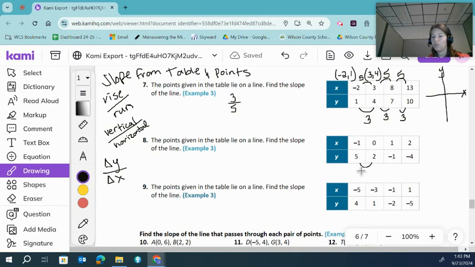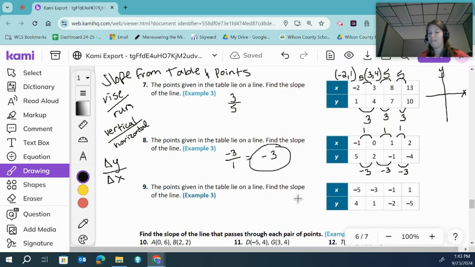So we have 5 to 2. This is -3. We're going down 3. From 1 to 0, we go up 1. 0 to 1, 1. 2 to -1, we're going again down 3. So this is going to be a negative slope because one of my values is negative and one is positive. When we have a negative divided by a positive, that is a negative. So -3 over 1, which is -3 as the slope. There's one more like that for you to try on your own.